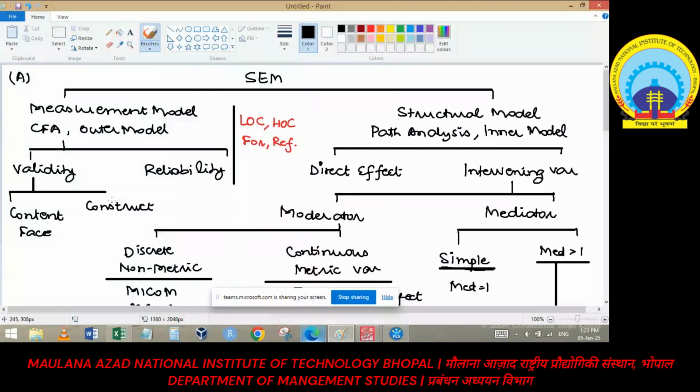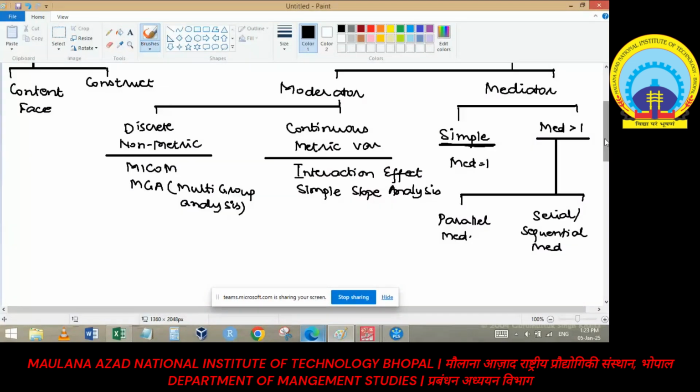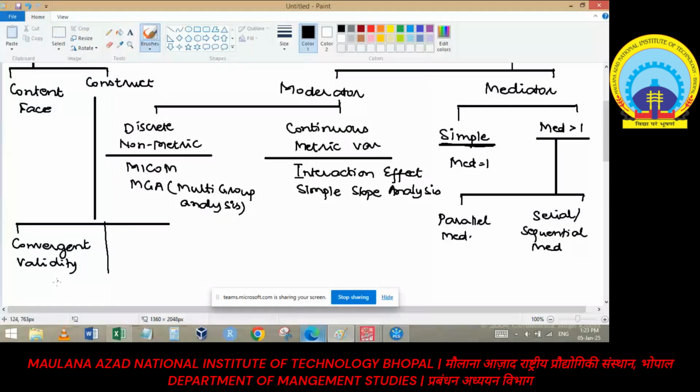Construct validity. Now this construct validity can be categorized under many. There is something called convergent validity. Maybe you have heard such a thing in the papers. Convergent validity, that's part of construct validity. The second is called discriminant validity. So this is called discriminant validity.